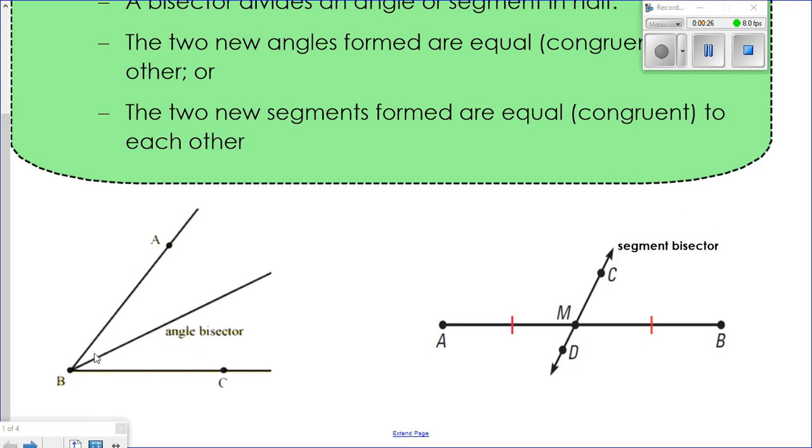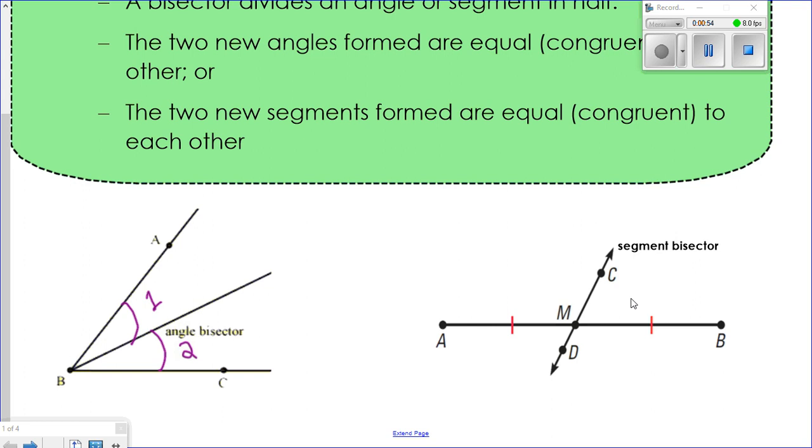So here, this segment here is a bisector of angle ABC, so that would make this angle congruent to this angle, and that's how we mark the angles congruent. We put the little arcs in them. So now when I look at this picture, I know that this angle, and for the sake of this, we'll call this angle 1, is going to be the same measurement as angle 2 because that's what a bisector does. It cuts it in half to make two equal pieces.